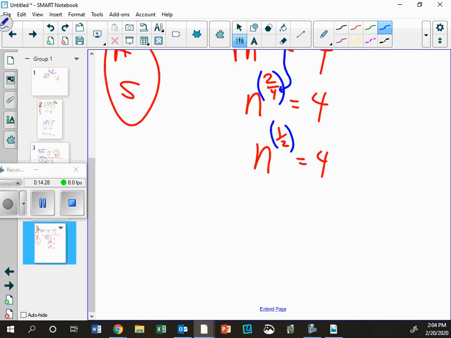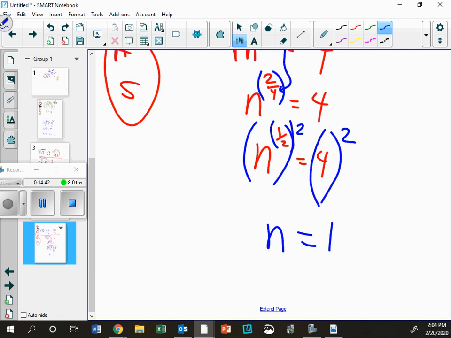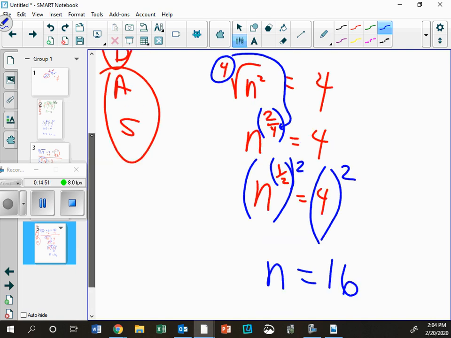We'll see. Now I'm going to put it to the power of, not times by, to the power of 2. Isn't that the same as 2 over 1? Yeah, but you know that, and I know that, so it's just n to the 1 is equal to 4 squared, which is 16. Wait a minute, is this the kind where I could have a negative 16? No, but if you weren't sure, well, here's how you'd check.